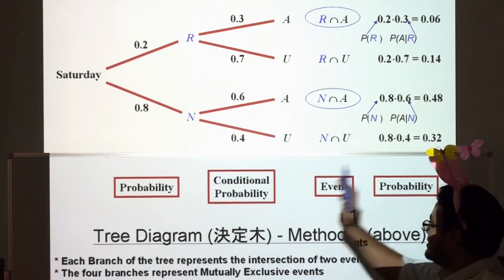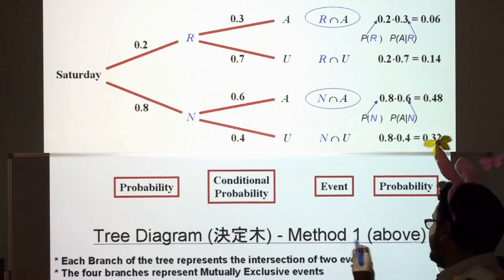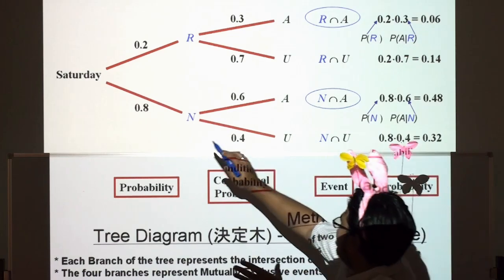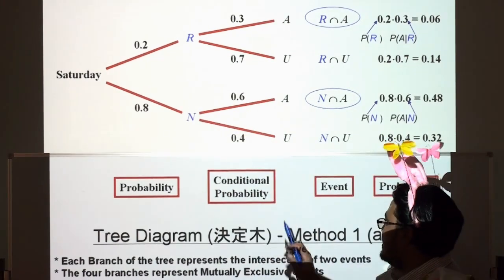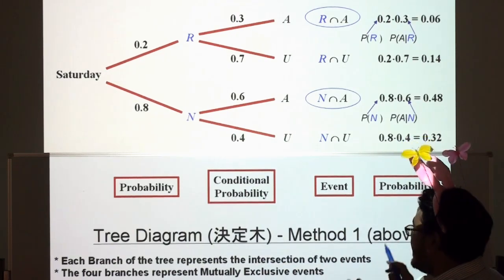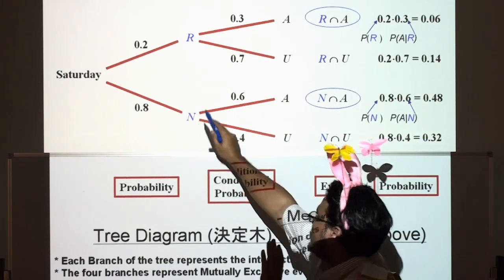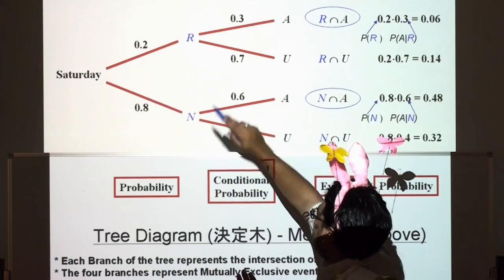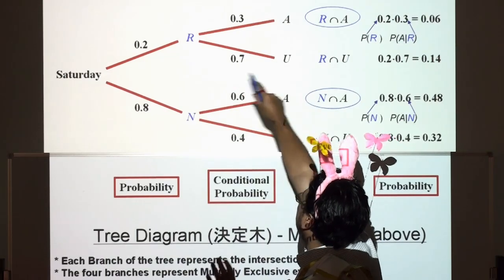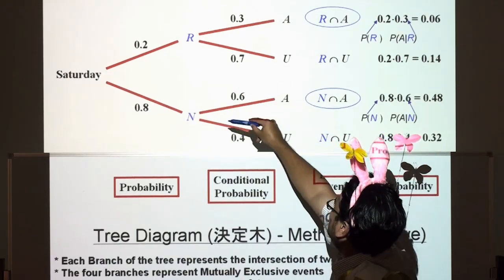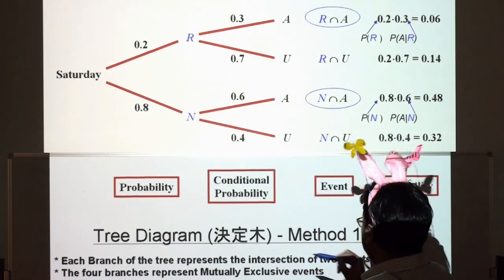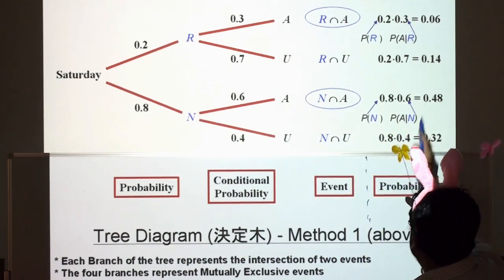Okay, now let's look at this tree diagram. We'll call it method 1, a way to solve our problem. We're going to look at it using something that looks like tree branches, right? Now, first thing to remember, each branch of the tree represents the intersection of two events. So on Saturday, it either rains or it doesn't rain. If it rains, what percent can it be successful or unsuccessful? If it doesn't rain, what's the percentage of success and the percentage of unsuccessful?